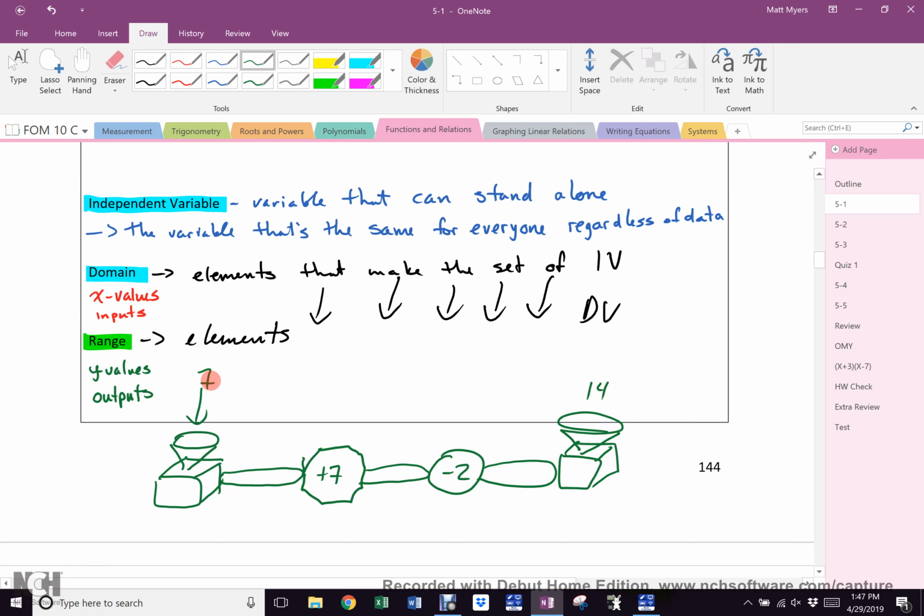No matter what number I put in here, will any other number get me 14? No. No other number will get me 14. Because if I put in 8, it's 8 plus 7 is 15 minus 2 is 13. Picking up what I'm putting down? That's where that input-output thing comes along. Is everybody still cool? All right, let's try to apply that new knowledge.